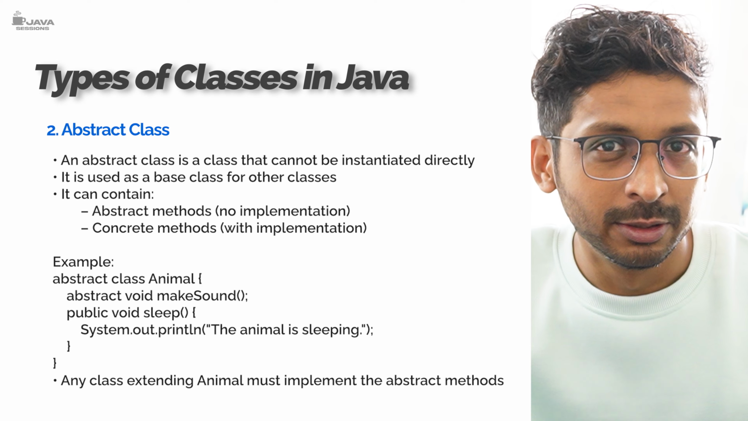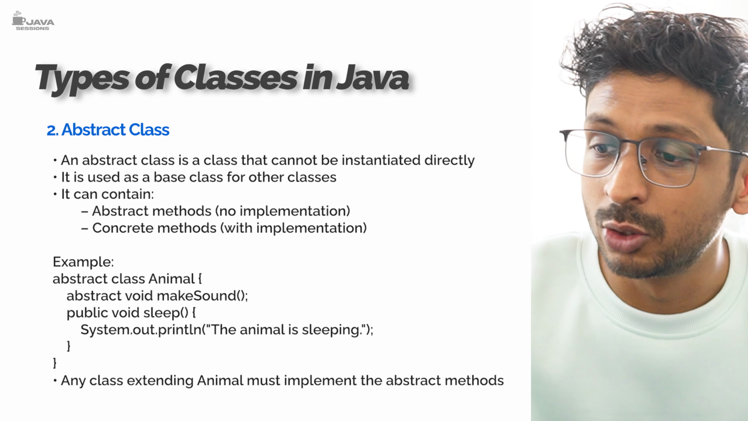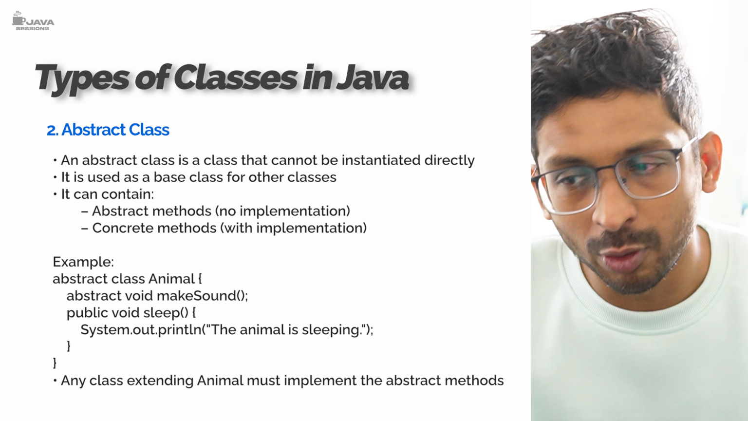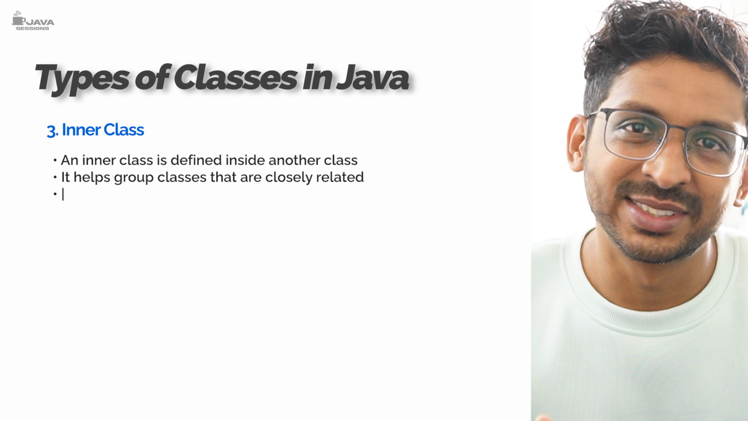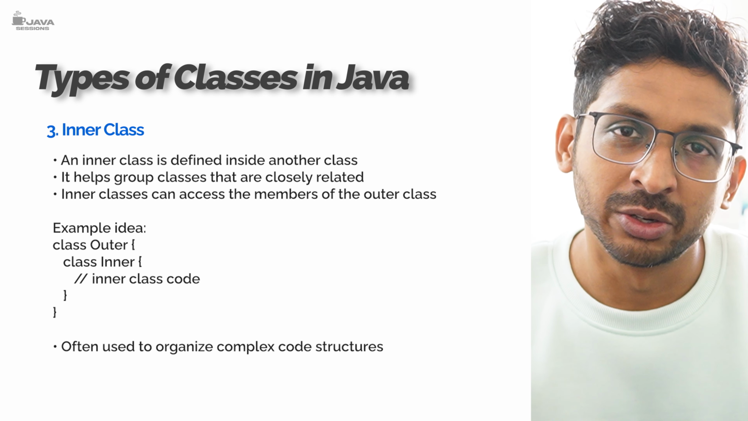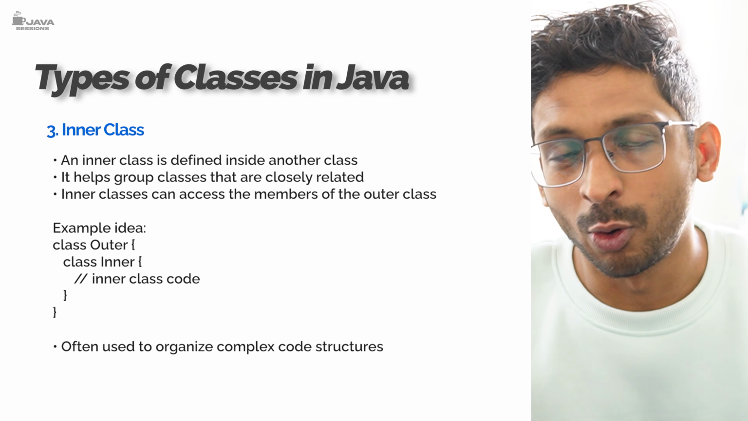You just define the method and you let the individual concrete classes which are gonna use this abstract class have their own implementation of this makeSound method. Then we have inner class. This is a class defined inside other class. It is useful for grouping the classes which are related together. An inner class can access the fields and the variables of the outer class.